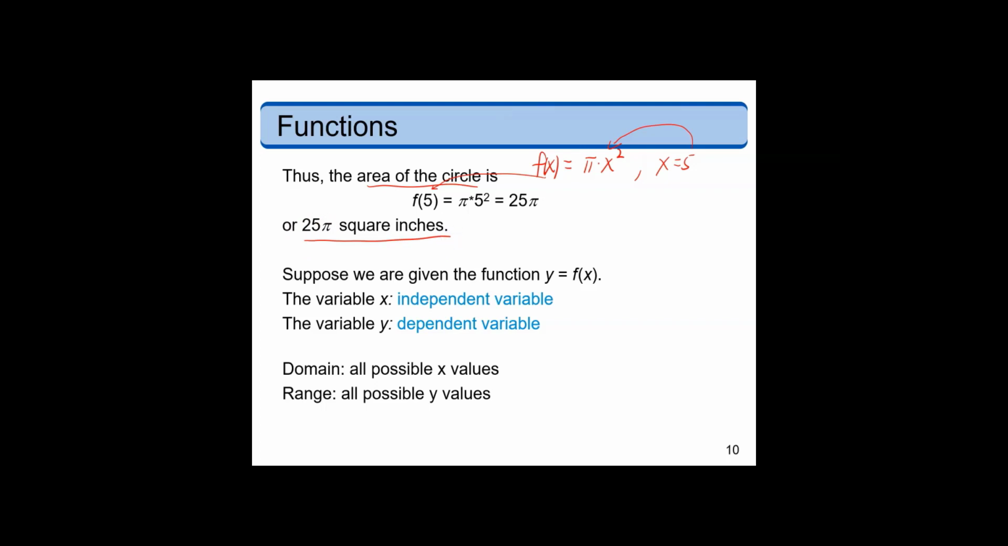And suppose we are given the function y equals f of x. So basically, the variable x is the independent variable, and the variable y is the dependent variable. y depends on x. And the domain is all possible x values, and the range is all possible y values. So that gives us a couple of important notations here.